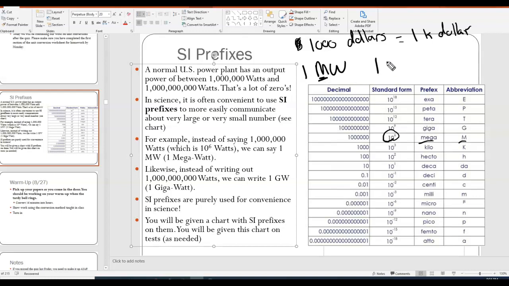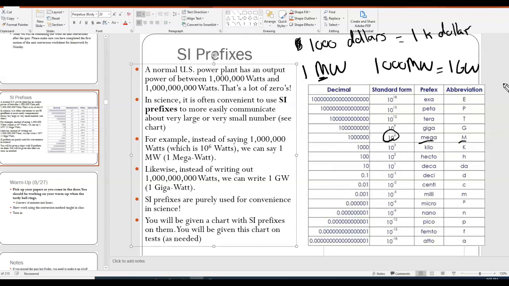Okay, in other words, if I had 1,000 megawatts, that would be 1,000 million. That would be like a billion. Okay, that would be 10 to the power 9. So I could also write 1,000 megawatts as 1 gigawatt. If you don't know what a watt is, that's fine. That's not a big deal.